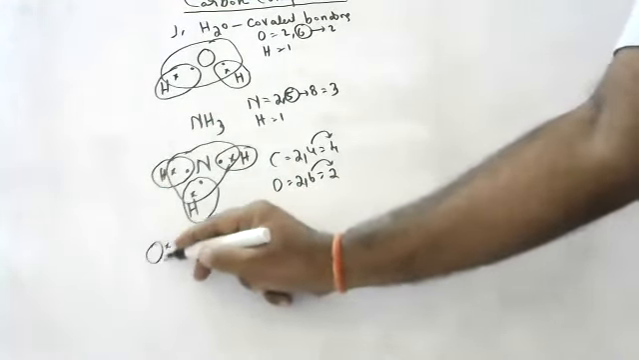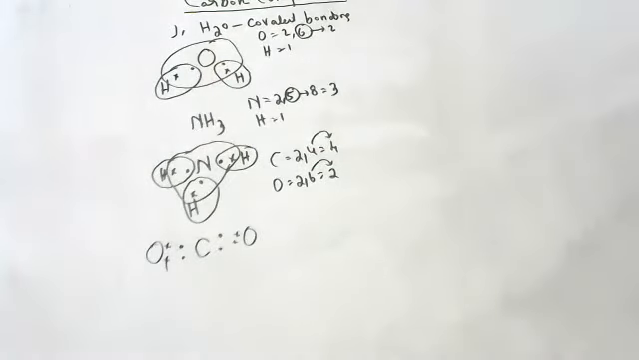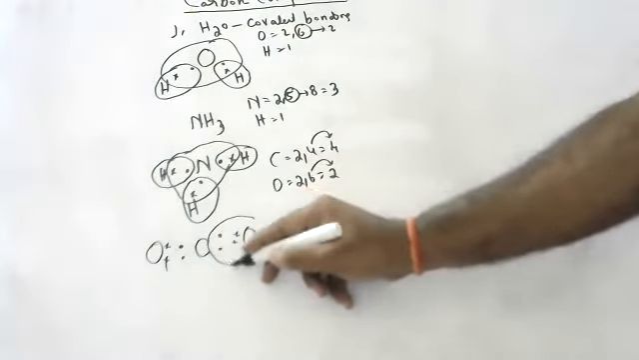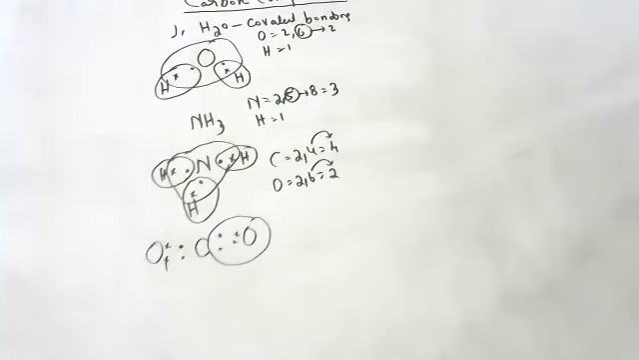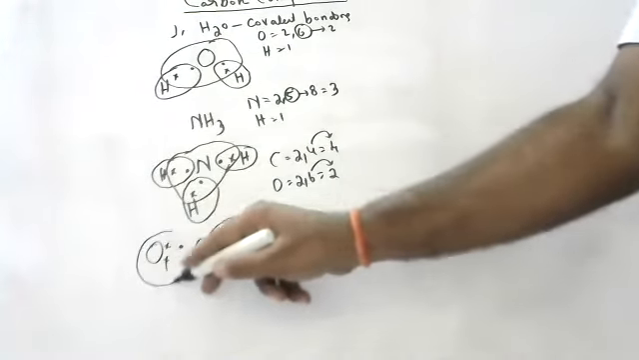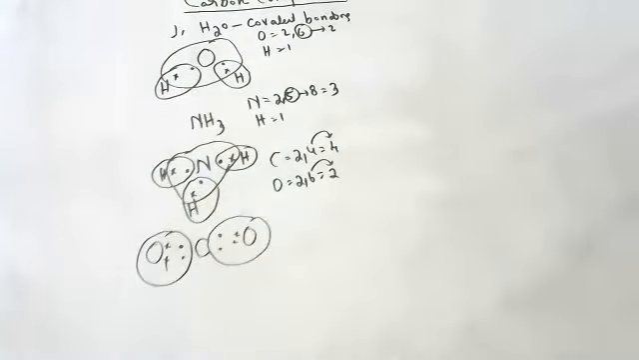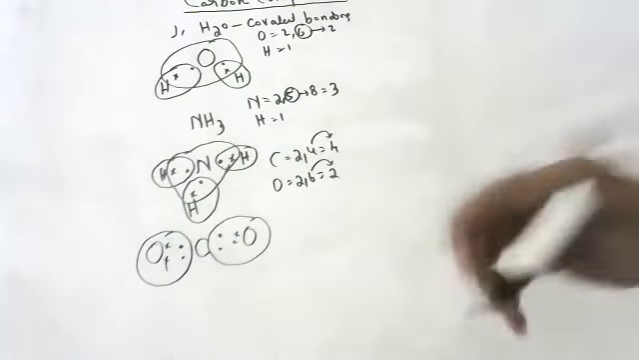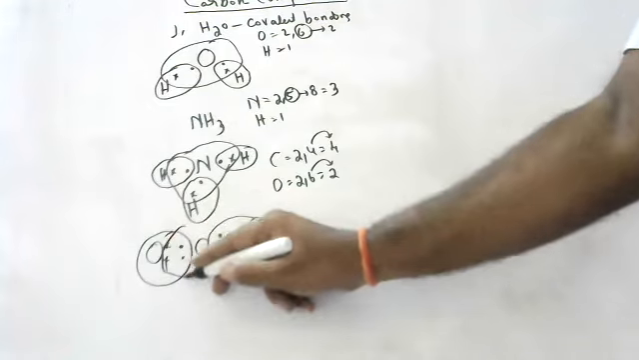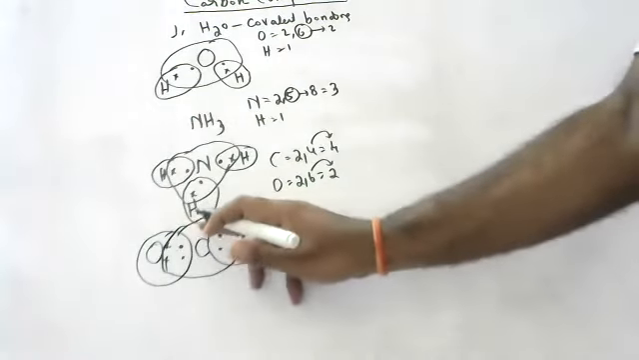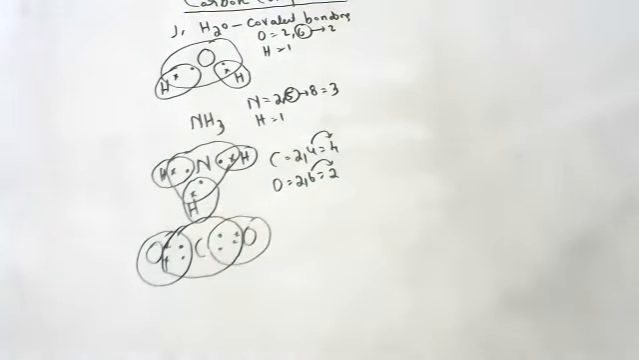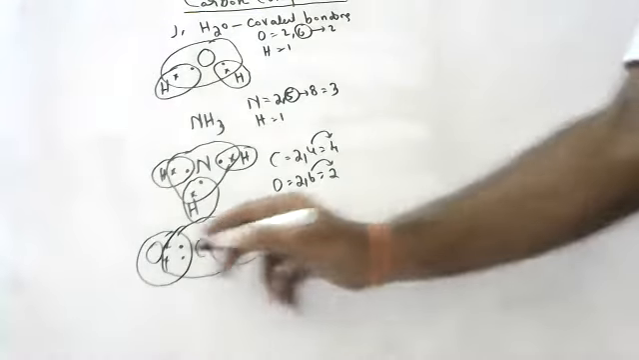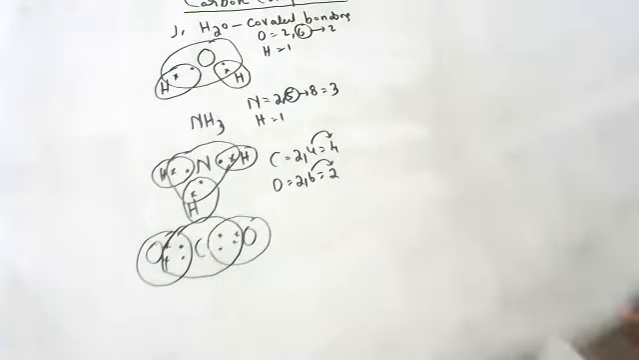Oxygen is in need of 2 electrons. Here also, oxygen is in need of 2 electrons. Oxygen by sharing like this will get what configuration? Neon configuration. And carbon also gets neon configuration. Yes, neon. Very, very important. So when you are drawing in an exam, you should be very, very careful.